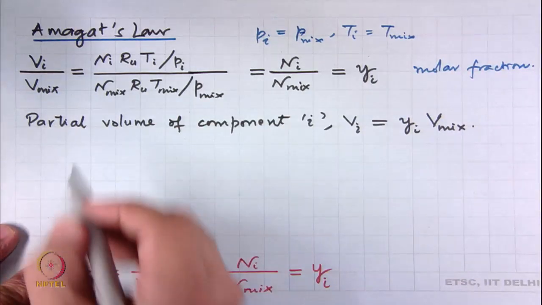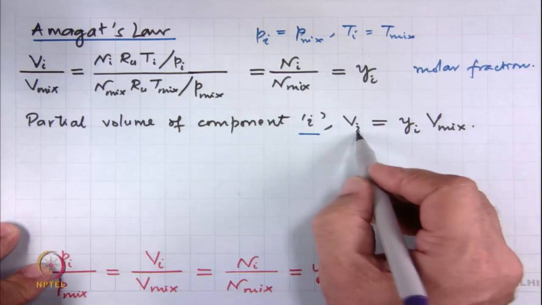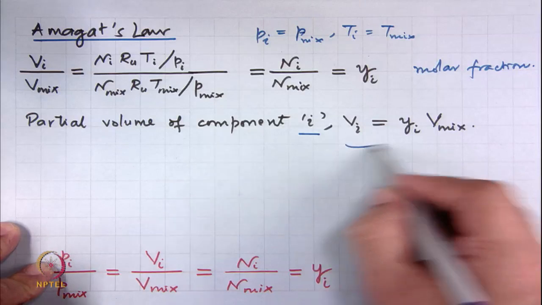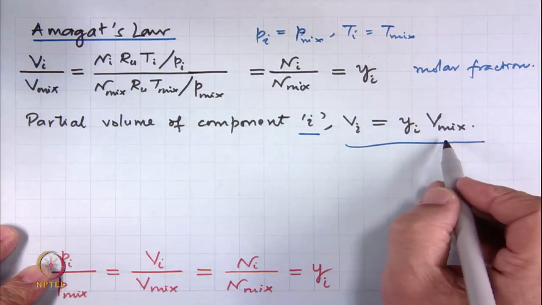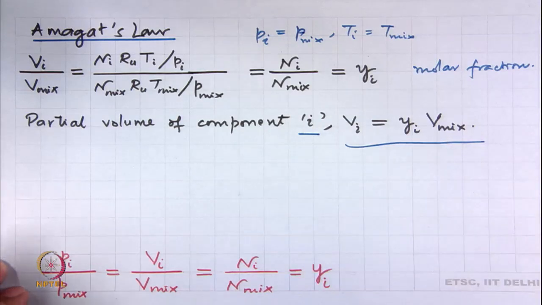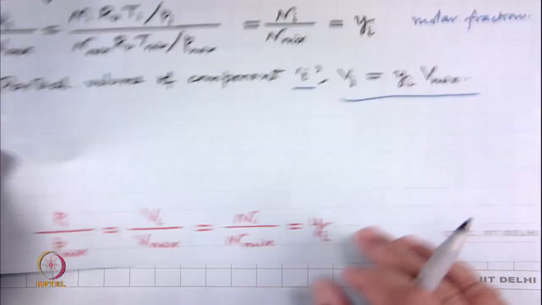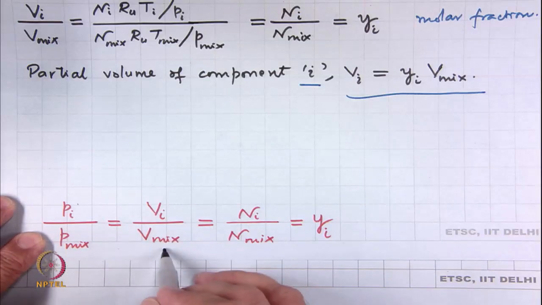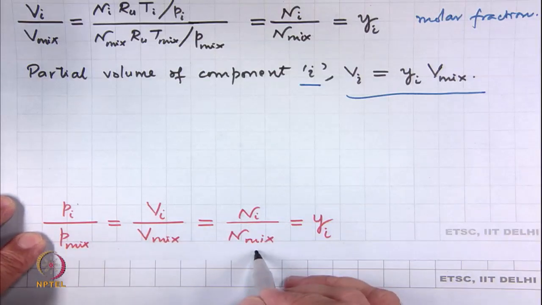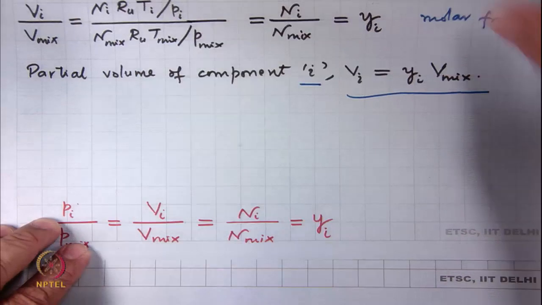So, what we now have by Amagat's law is that the partial volume of component i, V_i, is equal to the molar fraction of i multiplied by the mixture volume. So, what has emerged from this set of definitions is that P_i by P_mix is equal to V_i by V_mix, which is equal to n_i by n_mix, which is the molar fraction. So, this is something that comes out from both the laws.